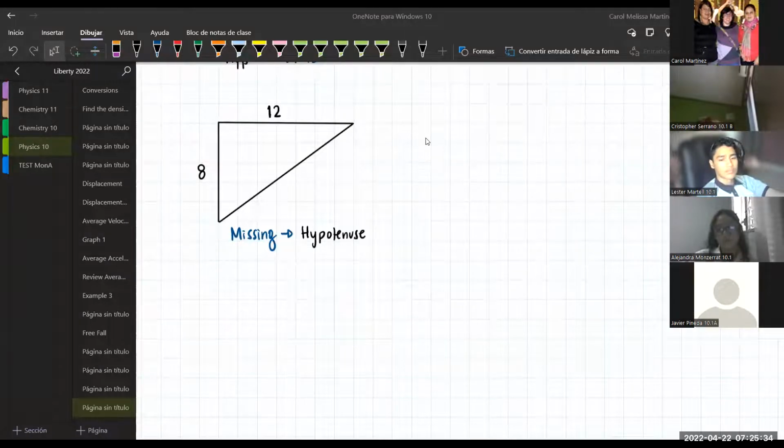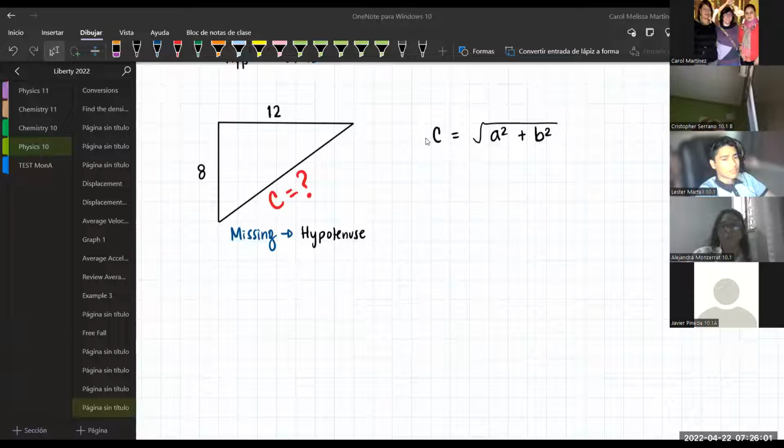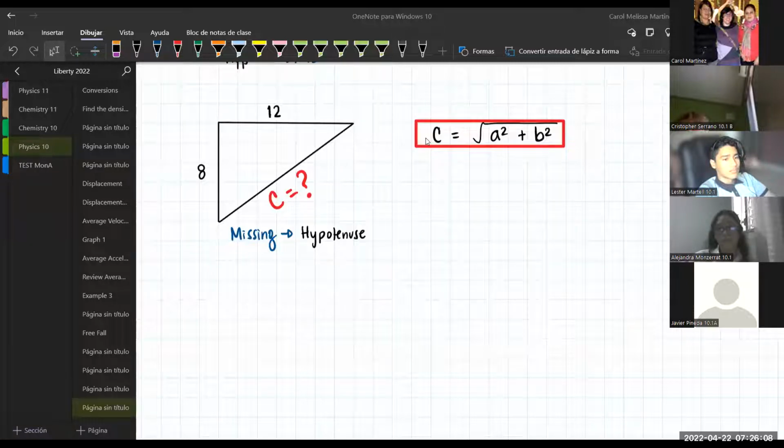Because we need to find the hypotenuse, we need to solve for C. That means that in the first place, we're going to apply the formula to find the hypotenuse. That is C equals the square root of a squared plus b squared. This is the main equation. This is what we know as the Pythagorean theorem.